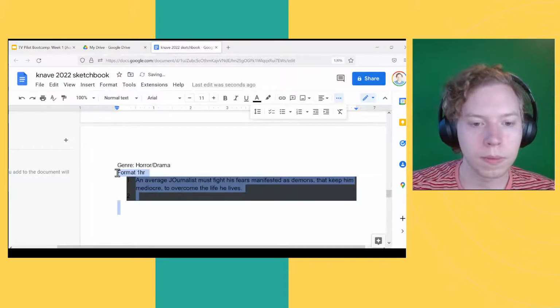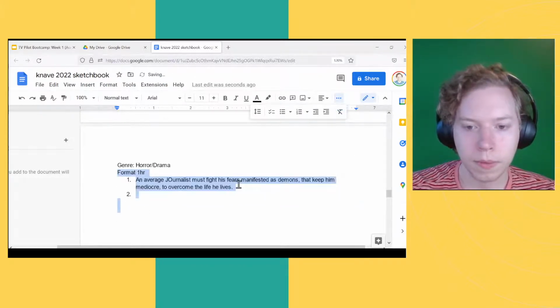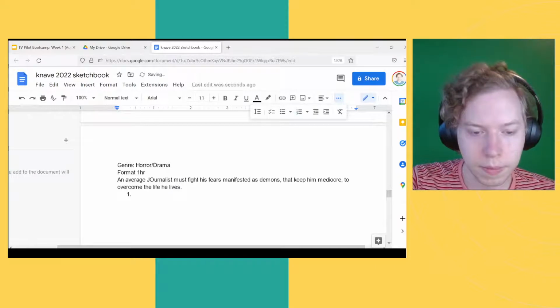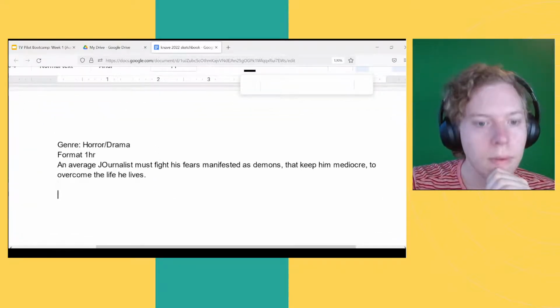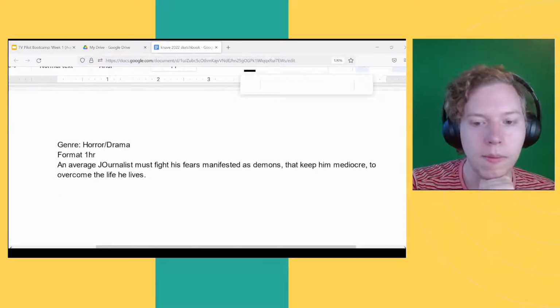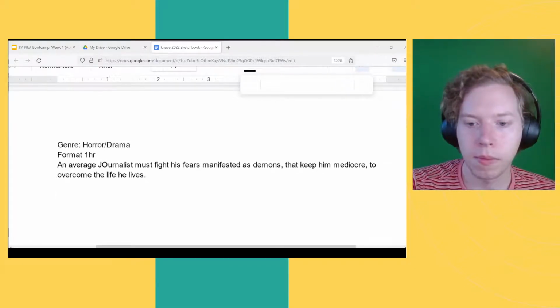The average journalist with Spidey spheres has managed to infest it as demons that keep him mediocre, to overcome the life he lives. The series logline is he travels through time to help the builders, inventors, and writers of the past and future fight their demons and fears. Okay.